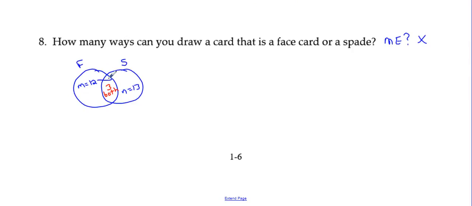So the 12 face cards covers all of this circle. The 13 spades covers all of this circle. So those 3 cards that are face cards and spades got counted twice. So we have the number of face cards plus the number of spades minus both. So that's your M plus N minus both. So that means there are 22 ways to draw a card that is a face card or a spade.